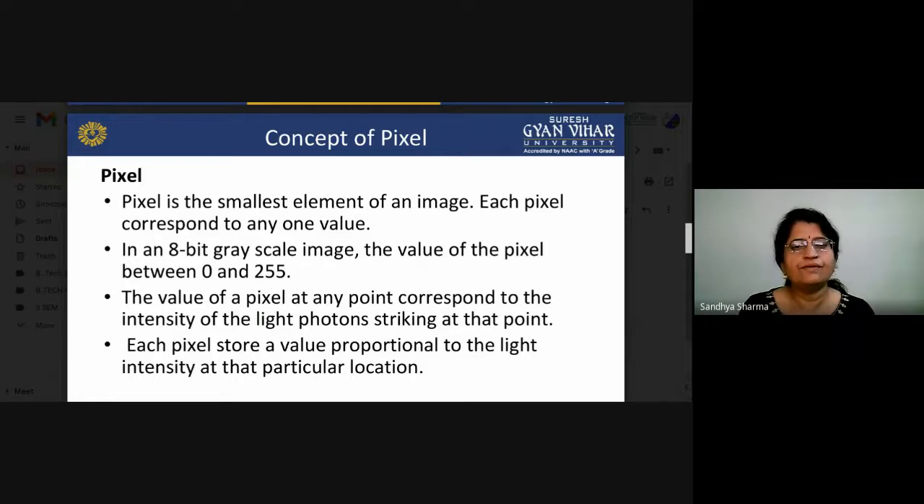The value of a pixel at any point corresponds to the intensity of light photons striking at that point. So basically, if we want to calculate the value of that pixel, it is related to the intensity, and each pixel stores a value that is proportional to the light intensity at that particular location.